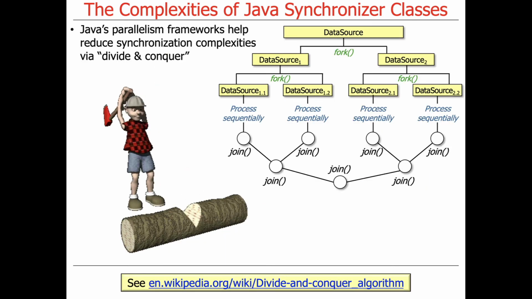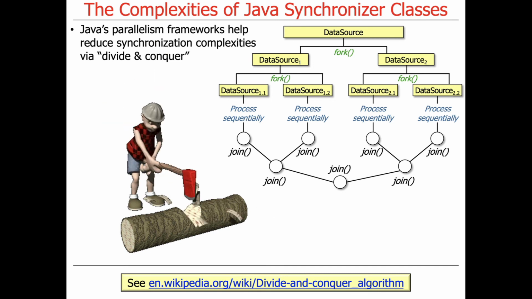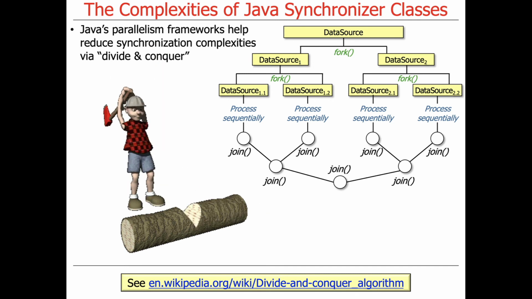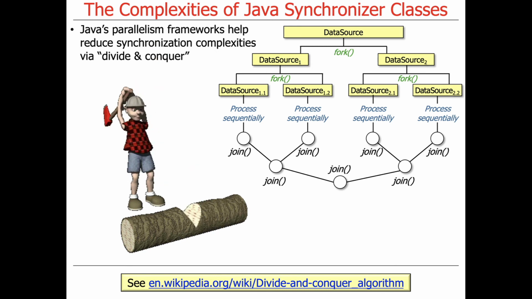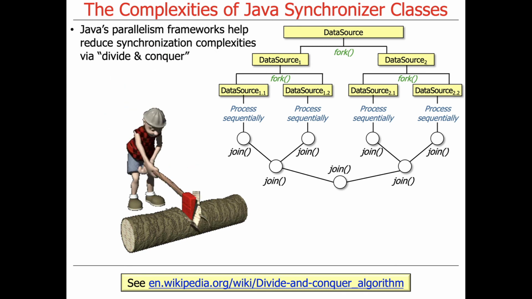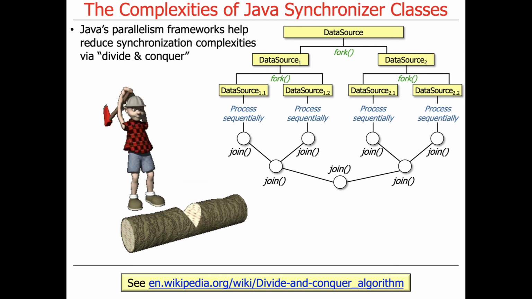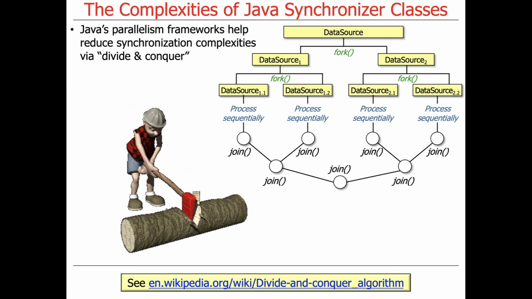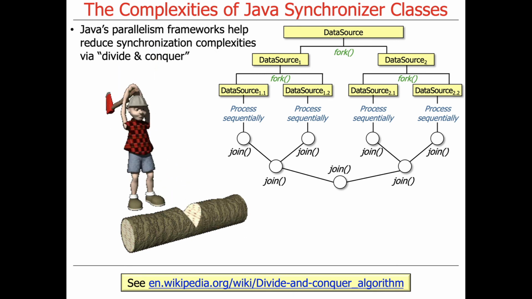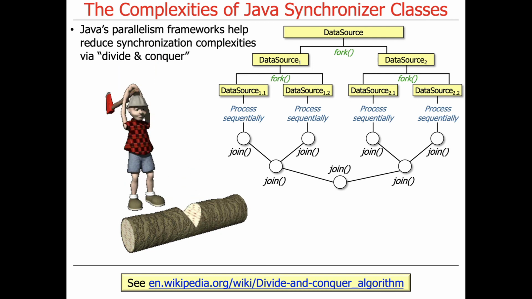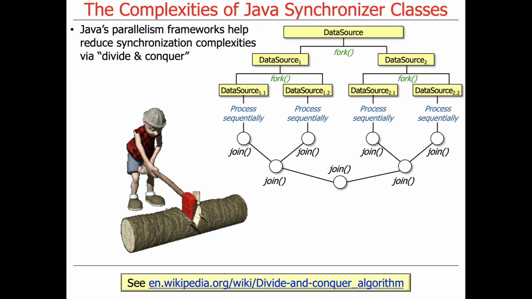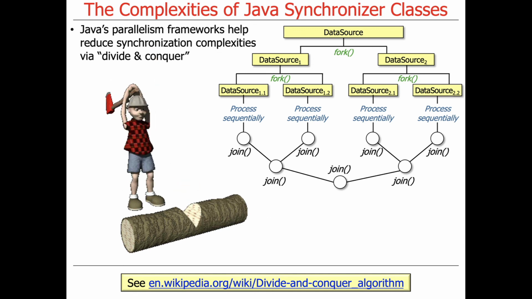So how are we going to address this? Well, one way we're going to address this, sadly not very much in this course, although we will talk about it a little bit, is using Java's parallelism frameworks, things like the fork join pool or parallel streams and so on. And they reduce the complexity of synchronization by using a technique, which you're very familiar with, I hope, called divide and conquer.